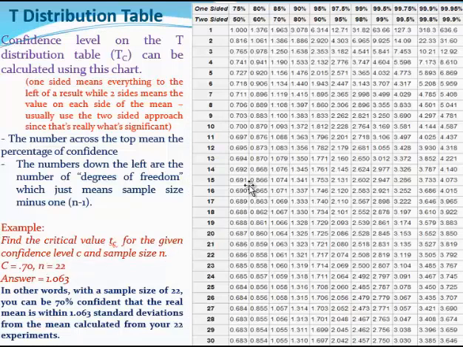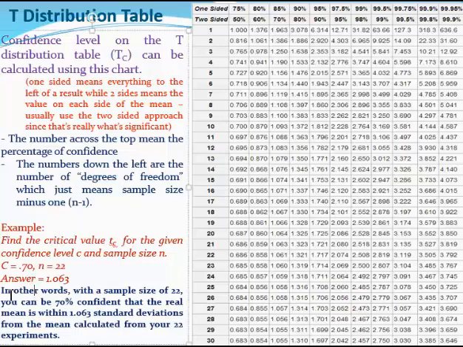Well, okay. If we're going to look at 70 here, we'll look at, again, the two-sided. Unless you hear otherwise, you could assume that it's a two-sided issue. So we're going to look at 70. Then we're going to go down to n-1. Now, n was 22, so n-1 is 21. And at 70 and 21, you can see the value right over here is 1.063, which is, of course, our answer.